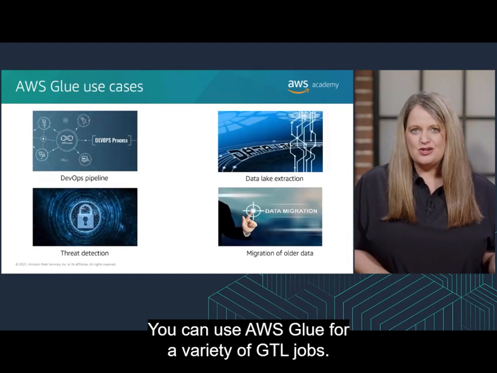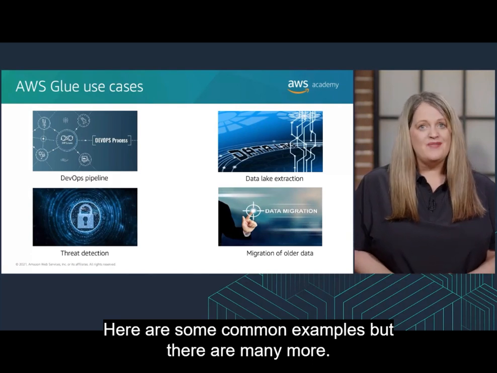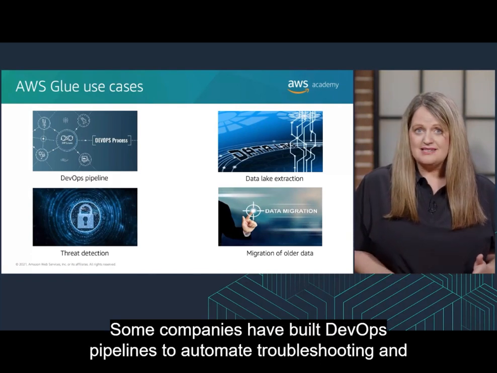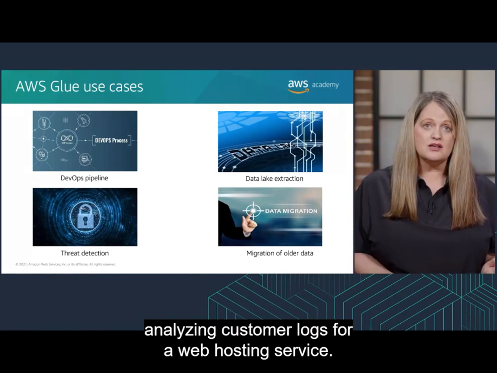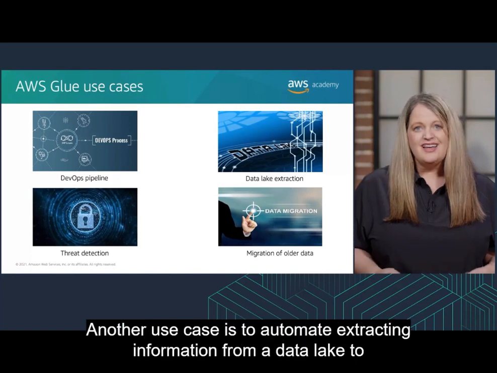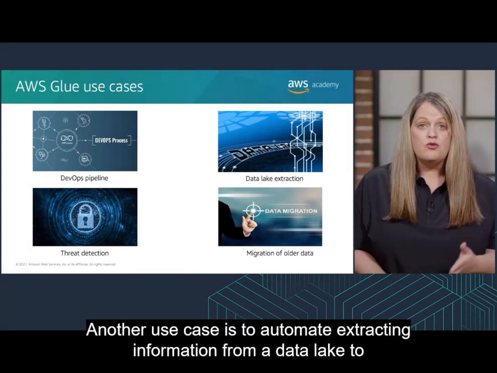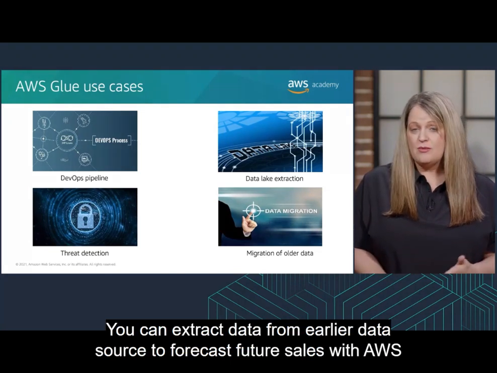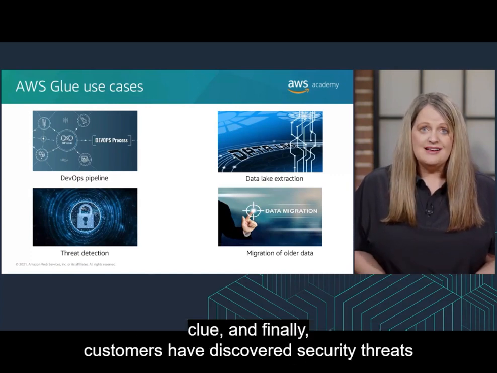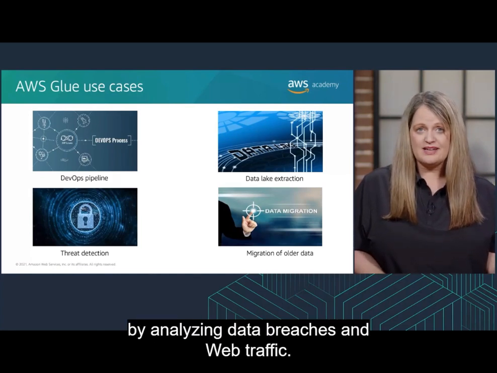You can use AWS Glue for a variety of ETL jobs. Here are some common examples, but there are many more. Some companies have built DevOps pipelines to automate troubleshooting and analyzing customer logs for a web hosting service. Another use case is to automate extracting information from a data lake to inform analytics for online retail. You can extract data from earlier data stores to forecast future sales with AWS Glue. And finally, customers have discovered security threats by analyzing data breaches and web traffic.